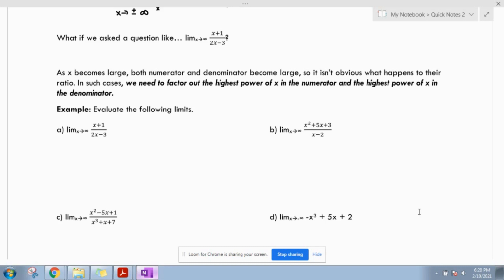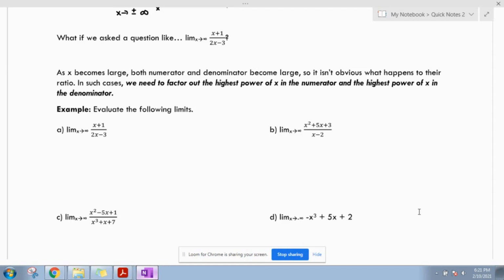So in this particular case, if we're looking to evaluate our limits at positive and negative infinity, as x becomes large, or if x becomes smaller, both the numerator and the denominator are going to become large numbers, okay? So it isn't exactly obvious at the very beginning what the limit is going to be. So what we're going to do is factor out the highest power of x in the numerator and then the highest power of x in the denominator. And that's going to help us evaluate our limits at infinity. So let's take a look.